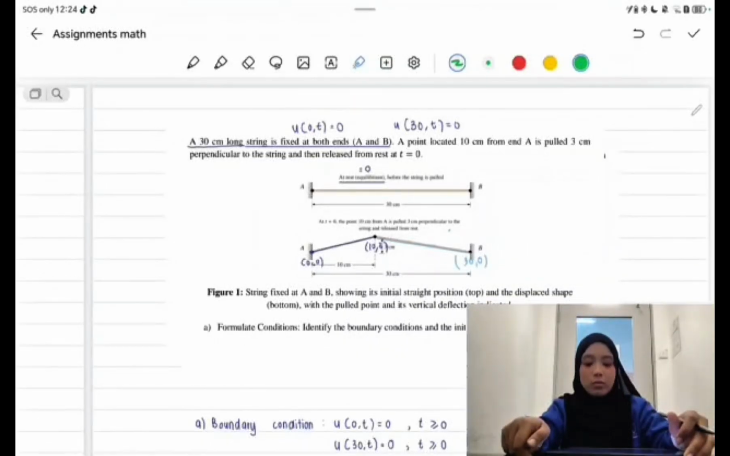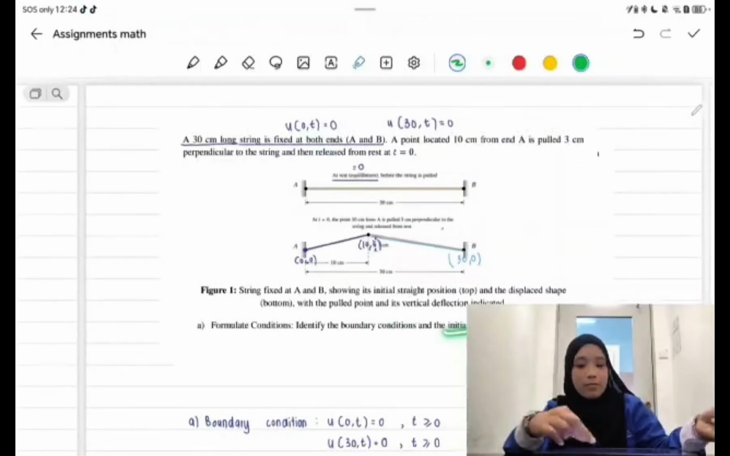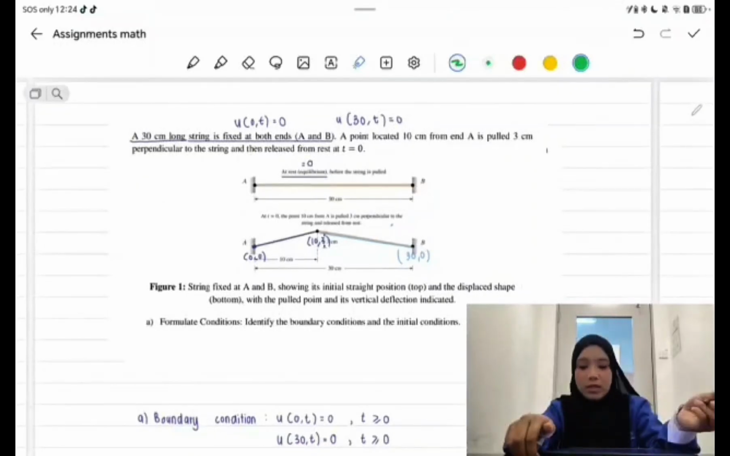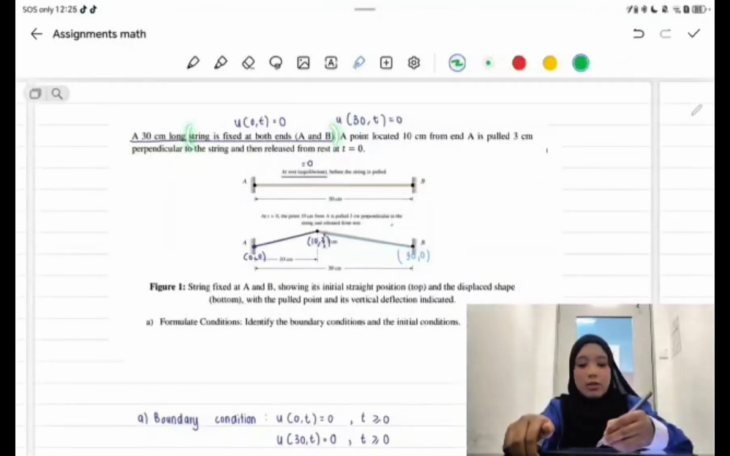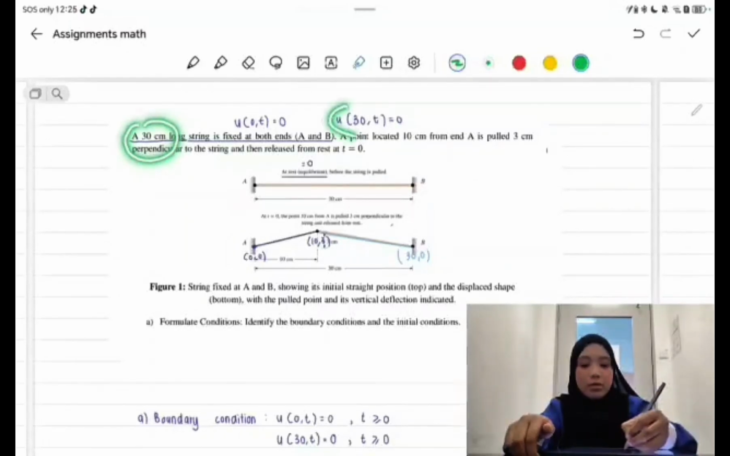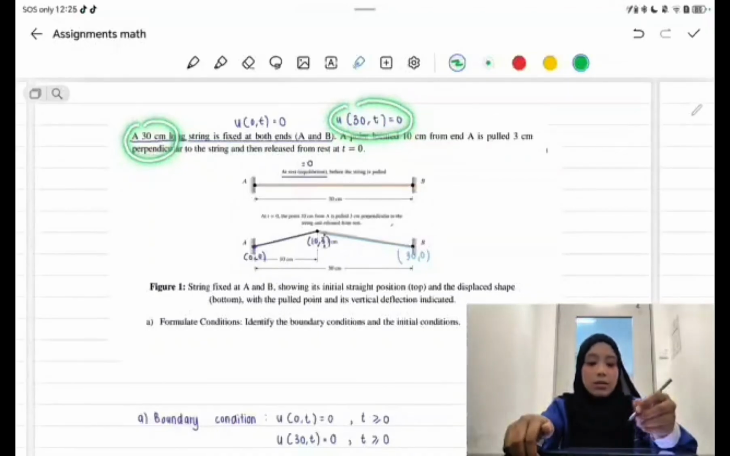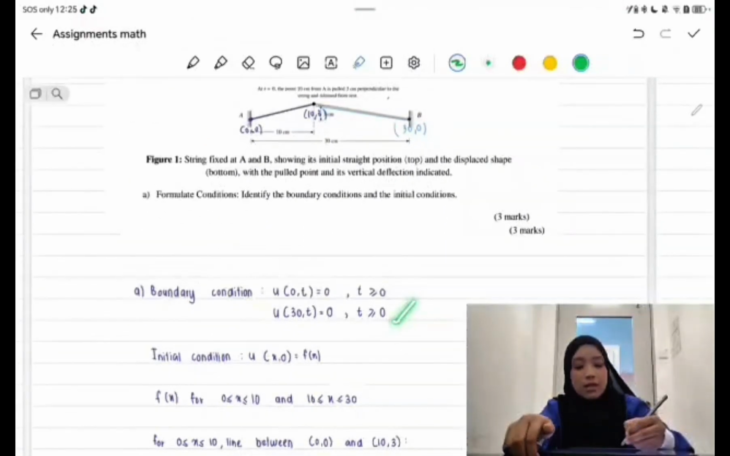As for question 2a, formulate conditions, identify the boundary conditions and the initial conditions. For the boundary conditions, we know the string is fixed at both ends A and B. So u(0,t) equals 0, and then at 30 cm, the boundary condition is u(30,t) equals 0. So we have two boundary conditions, for t greater than or equal to 0.